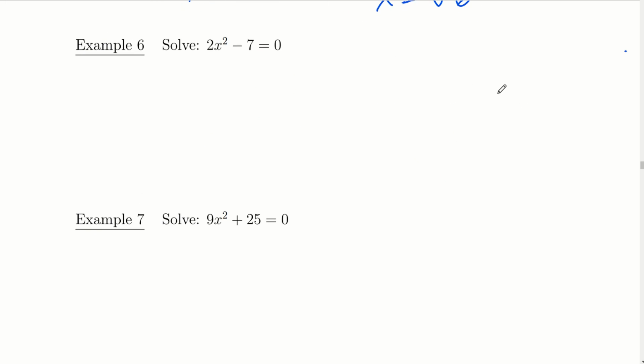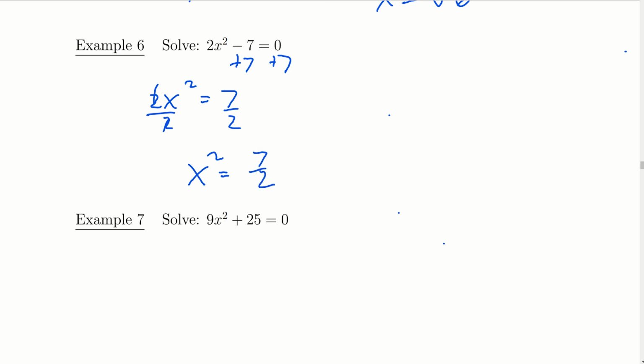Take a look at example 6. We want to solve 2x squared minus 7 equals 0. Again, the x to the first power term is missing. So we're going to begin by trying to isolate the x squared. We add 7 to both sides. We get 2x squared equals 7. We can now divide both sides by 2. We get x squared equals 7 halves. And now from here we can solve by taking the square root of both sides.